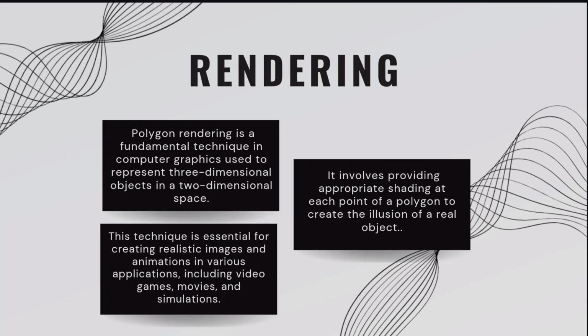Rendering. Polygon rendering is a fundamental technique in computer graphics used to represent three-dimensional objects in two-dimensional space. It involves providing appropriate shading at each point of polygon to create the illusion of a real object. This technique is essential for creating realistic images and animations in various applications, including video games, movies, and simulations.